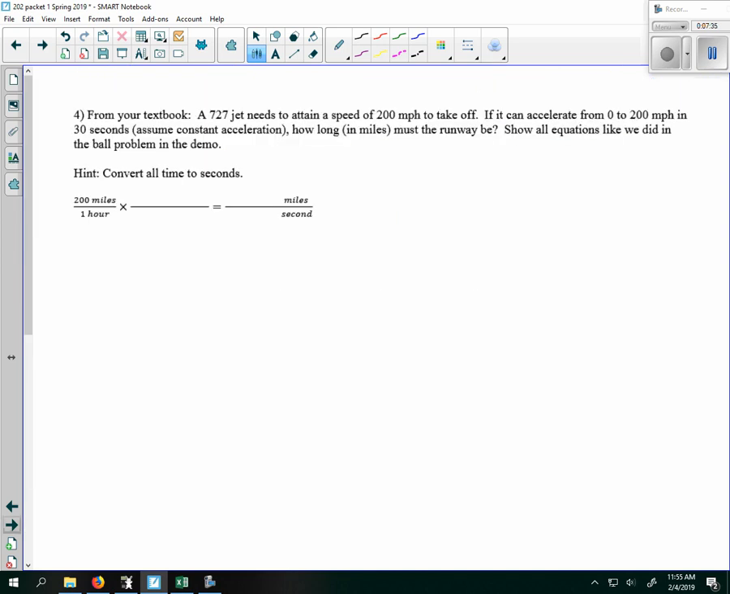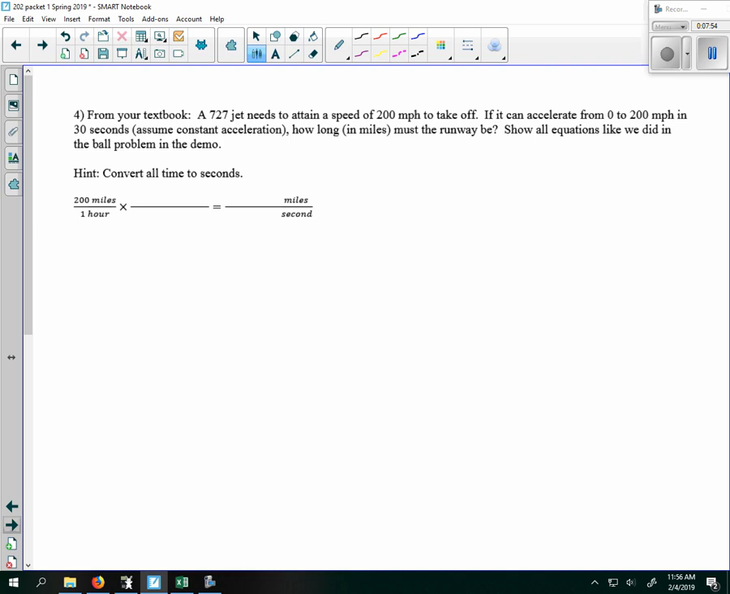Okay, a jet needs to attain a speed of 200 miles per hour to take off. It can accelerate from 0 to 200 in 30 seconds. And we're assuming constant acceleration. So every second, it increases its velocity by the same amount. How long in miles must the runway be?